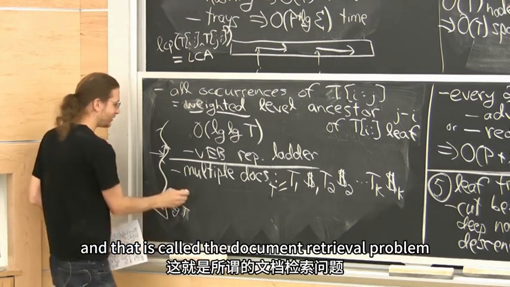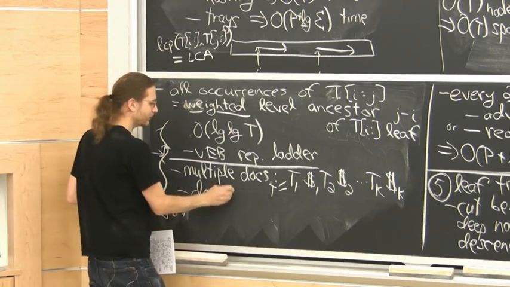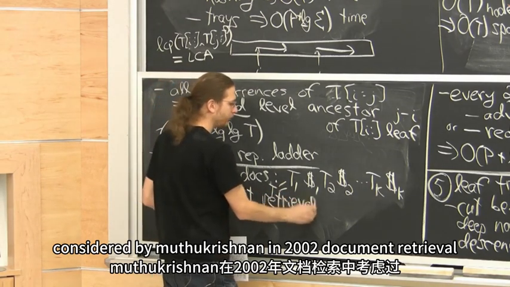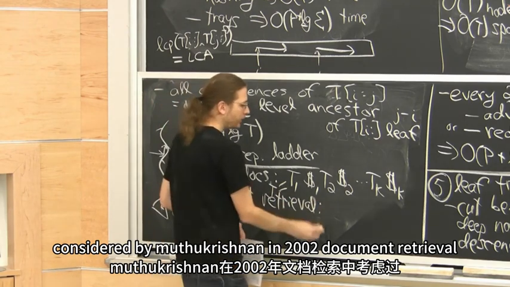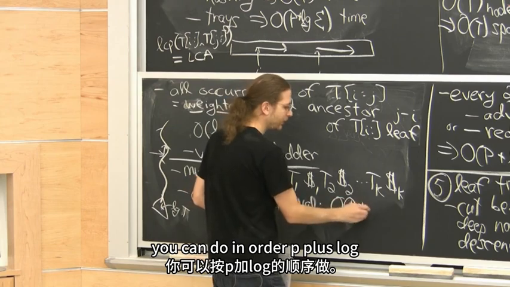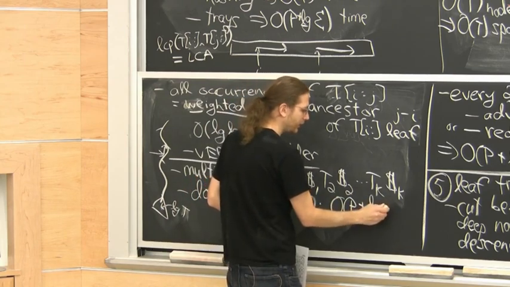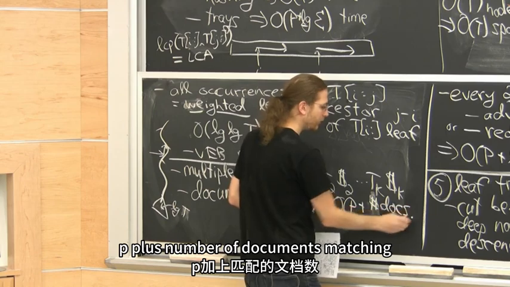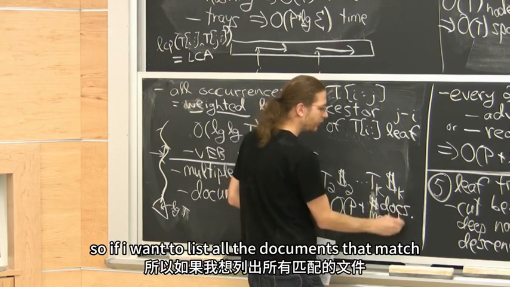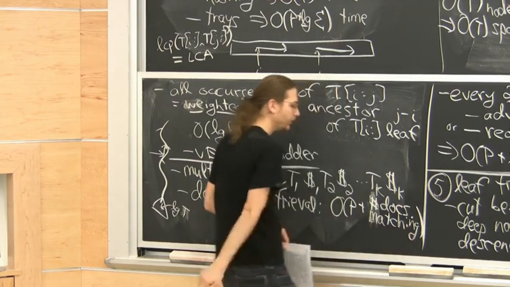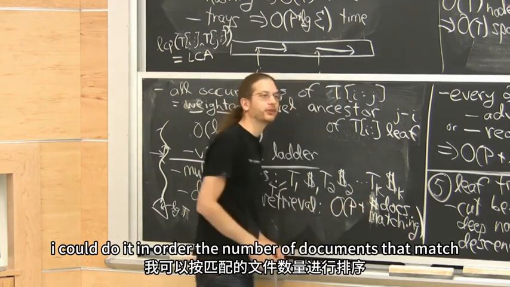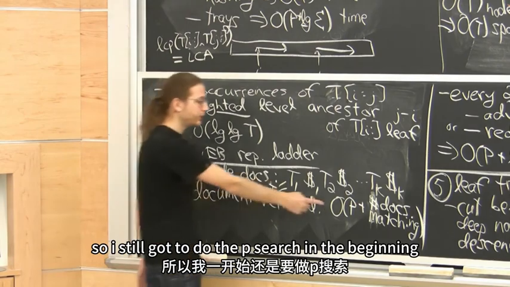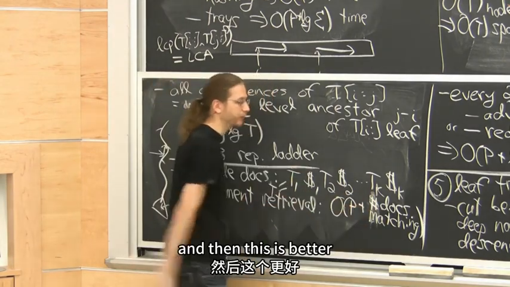And that is called the document retrieval problem, or document retrieval data structure. This is a problem considered by Muthukrishnan in 2002. Document retrieval you can do in order p plus the number of documents matching. So if I want to list all the documents that match, I could do it in order the number of documents that match, not the order of the number of occurrences of the string. So I still got to do the p search in the beginning, and then this is better.